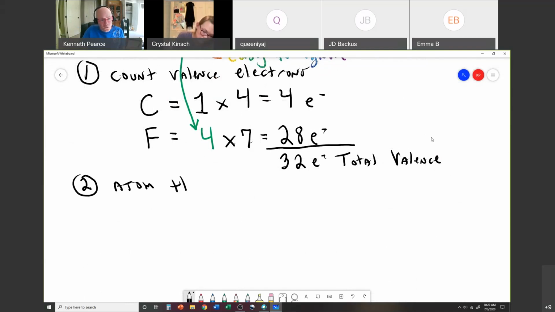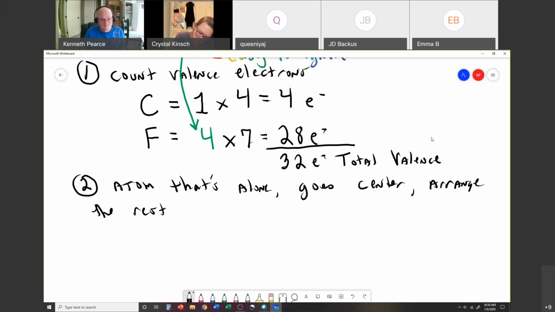The atom that's alone goes in the center. Arrange the rest around. Okay, so what's the atom by itself? What's all by its lonesome? The carbon. There's 1 carbon.